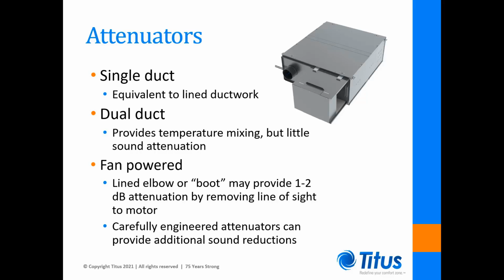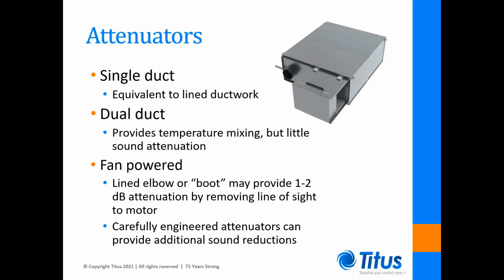Dual duct terminals often include optional mixer attenuators. Their purpose is to mix hot and cold air streams together, and this generates pressure drop and turbulence. This means that any attenuation provided is there just to reduce the noise level of the mixing process. So these are really mixers and not attenuators.